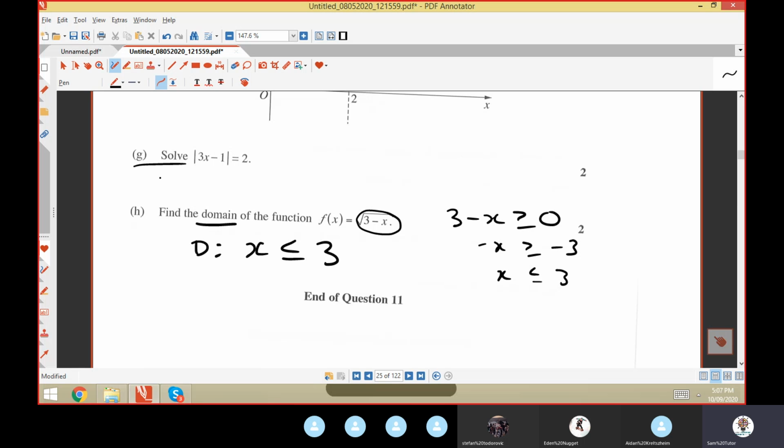All right, what are our answers? X equals 1 and minus 1 on 3. Everyone's happy with that? Minus 1 minus 3 is minus 2, absolute value is 2. 3 minus 1 is 2. Easy. Anyone have any questions?